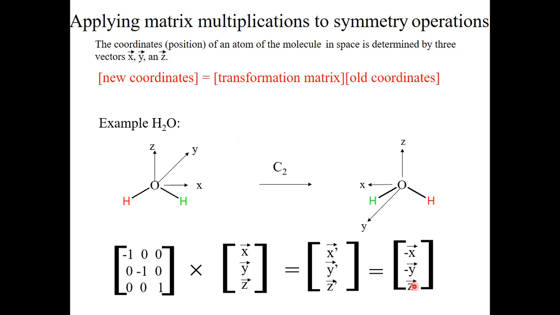So now we have verified using the multiplication rules for matrices that this matrix here is the correct transformation matrix for the symmetry operation C2. In other words, you can say this matrix here is a mathematical description of our symmetry operation.